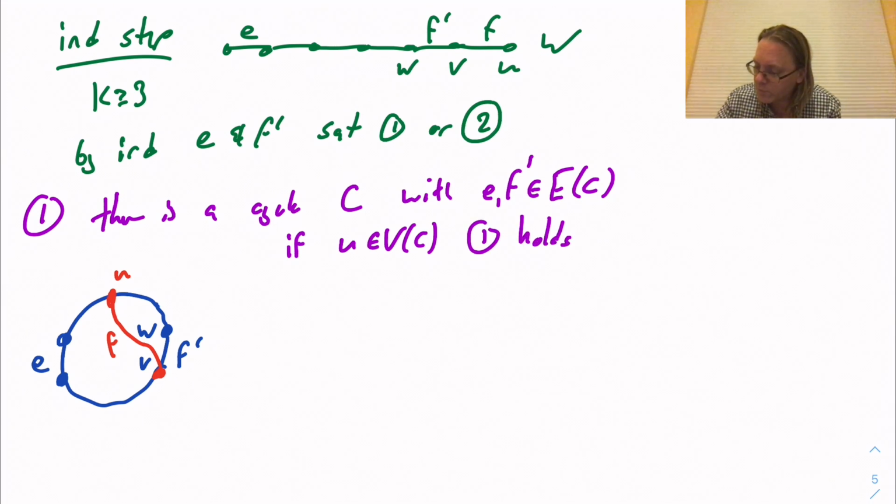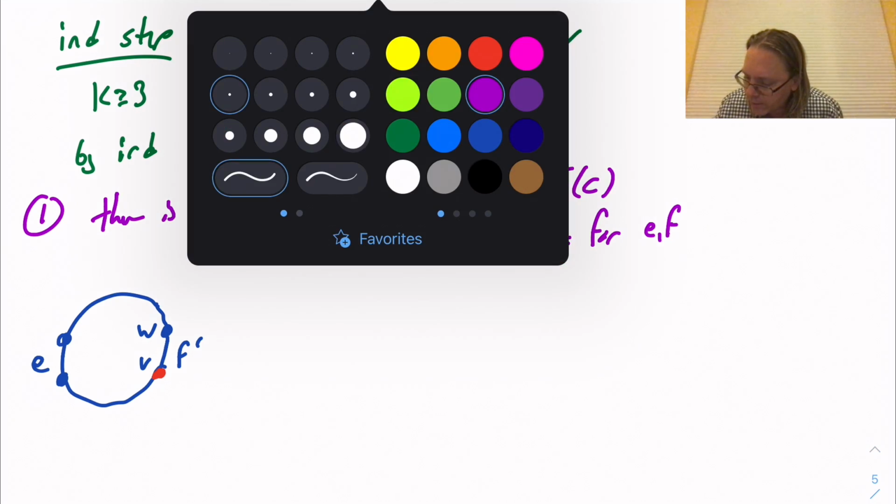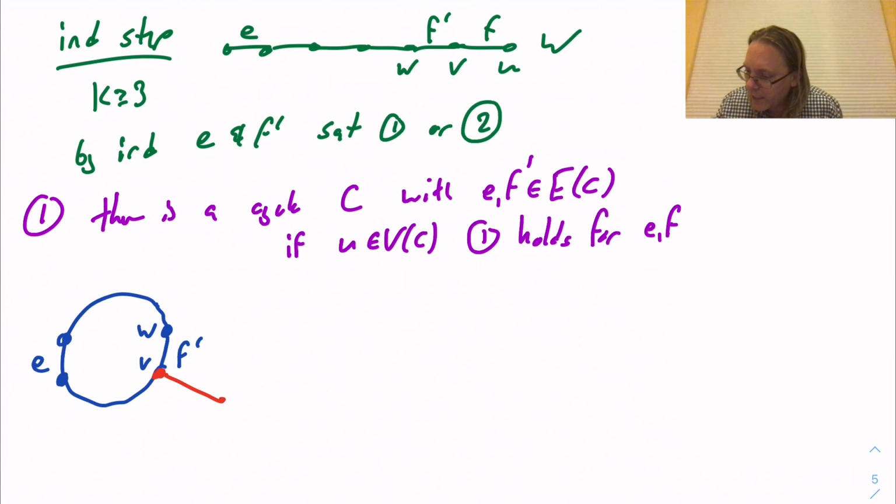And that means that case 1 holds for my original graph and the edges E and F. So by 1 holds for E and F, I just mean that there's a cycle containing E and F. Okay, so that's not what's going to happen here. That's not where our edge F is going to go. And it means that our edge F has to kind of stick out and go to a new vertex.